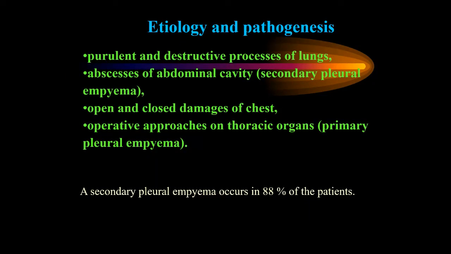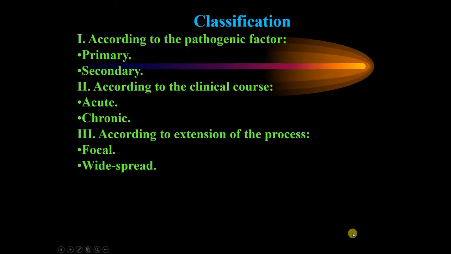Etiology and pathogenesis. It is a purulent and destructive process of the lungs. It can be abscesses or another inflammatory process of the abdominal cavity, such as pancreatic necrosis, for example. It leads to secondary pleural empyema. Open and closed damage of the chest can form empyema too, and operative approaches to the thoracic organs, primary empyema. Secondary empyema can occur in 88% of the patients.